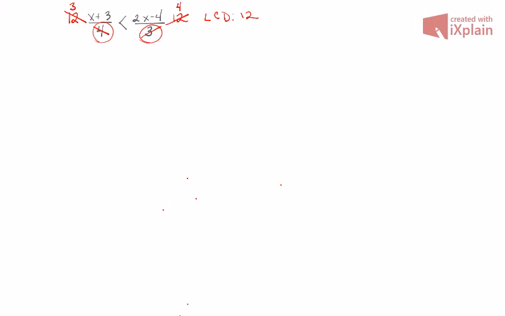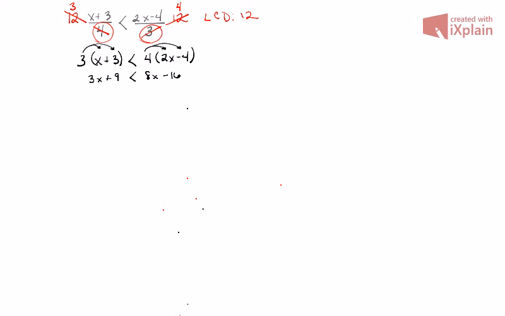So then we are left with the quantity x plus 3 times 3 is going to be less than 4 times the quantity 2x minus 4. And from here we can go ahead and solve this as we usually would. So I would distribute. And this is going to give you 3x plus 9 is less than 8x minus 16.